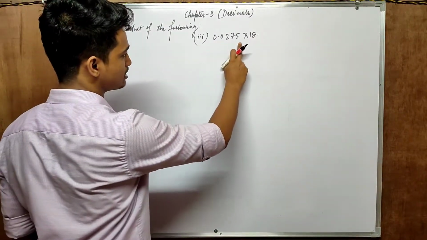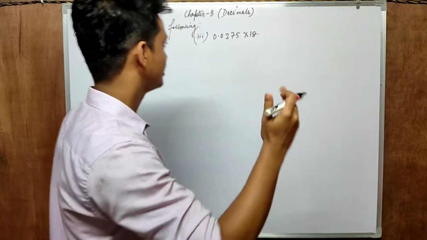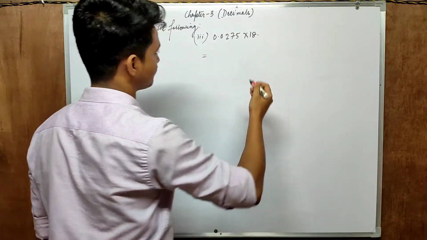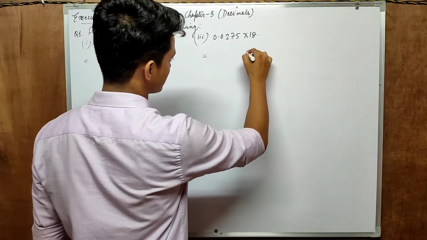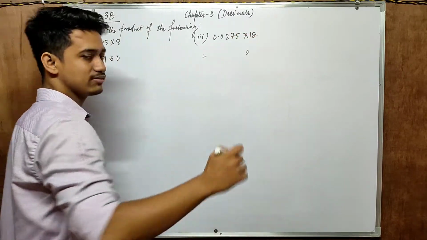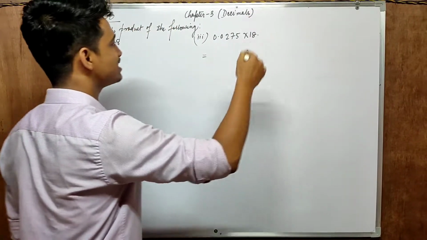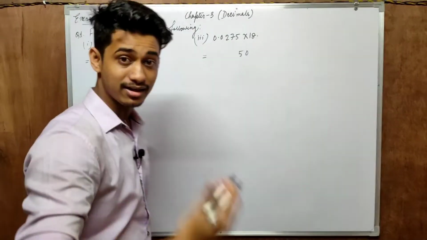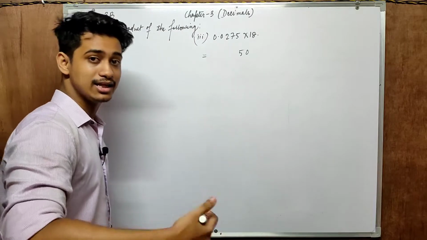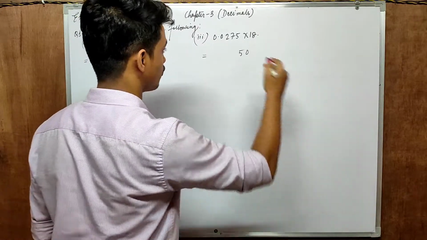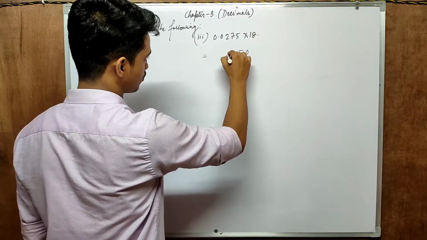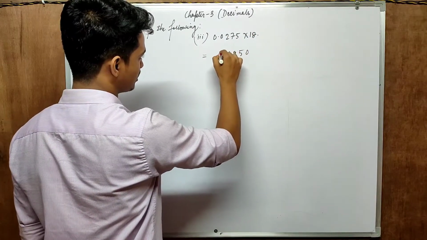So after the point how many digits are there? 4. Just keep that in your mind and let's find out the answer. So 18 into 5 is 90, I guess. Yes, 90. 9 carry. 18 into 7 is 126. 126 plus 9 is 135, right? So 13 carry. Then 18 into 2 is 36. 36 plus 13 is how much? 49. 49, 4 carry. 18 into 0 is 0, so 4 and then again 0, right?